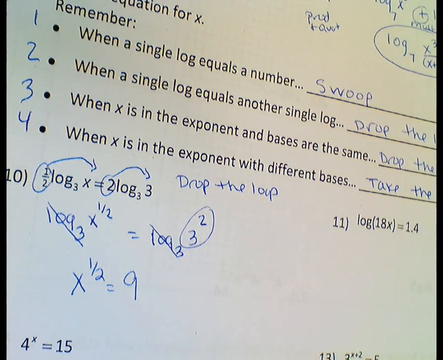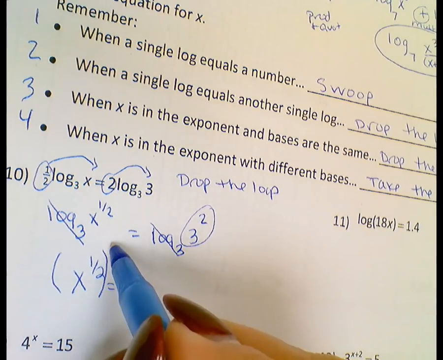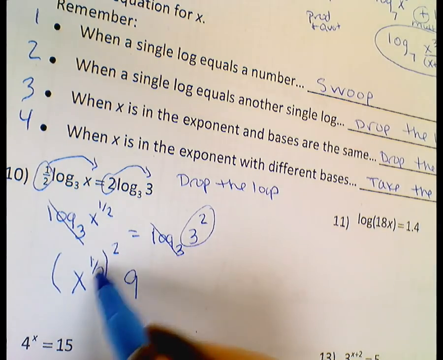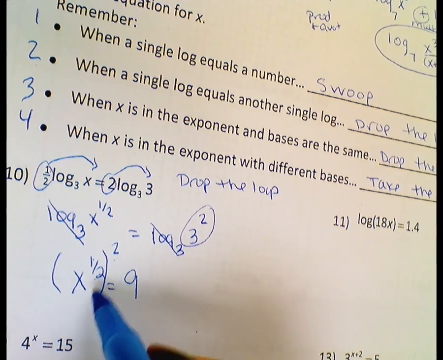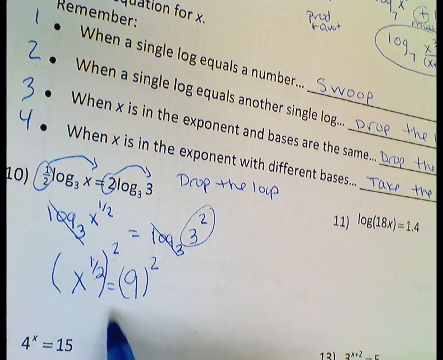Does anyone remember how to get rid of a 1/2 exponent that's in a power? If I need to make that a 1, how can I make that a 1? You guys learned this in Algebra 1 and Algebra 2. You would square it, because 1/2 and 2 are reciprocals. You would raise it to its reciprocal. So you would square both sides. 1/2 times 2 is 1, and 9 squared is 81. And that's your answer.